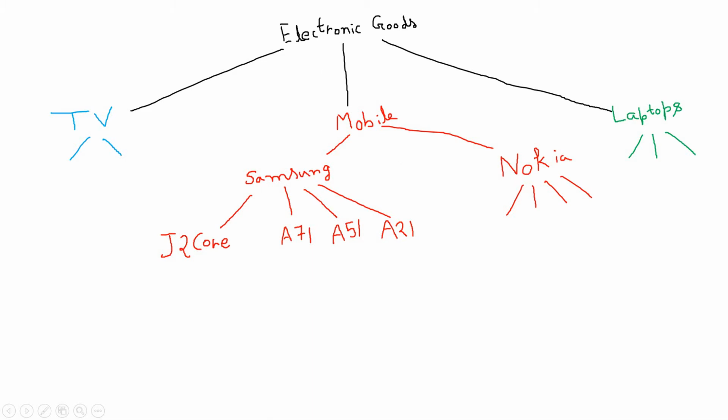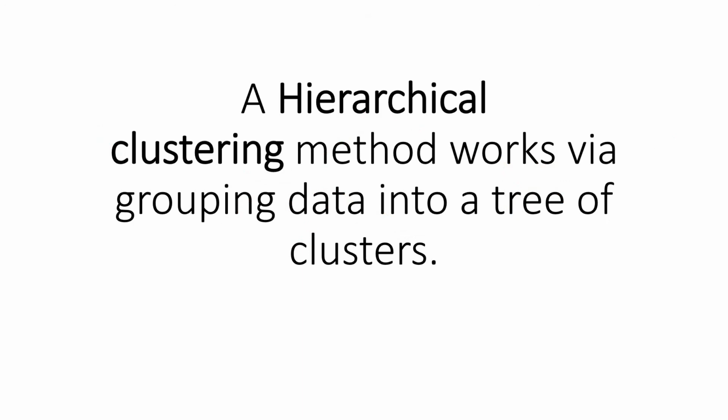Now, how can we implement this in data science projects? Very simple. Here we are measuring similarities, and in data science or machine learning, similarities are checked based on distance. If the distance is lower, that means they have higher similarity. So the simple idea is that the hierarchical clustering method works by grouping data into a tree of clusters. I hope it is clear to you.